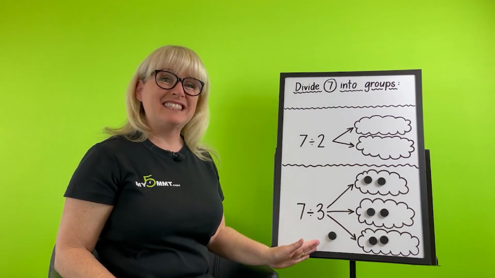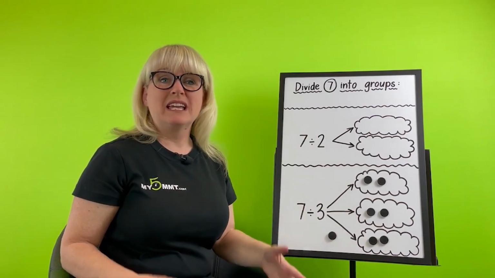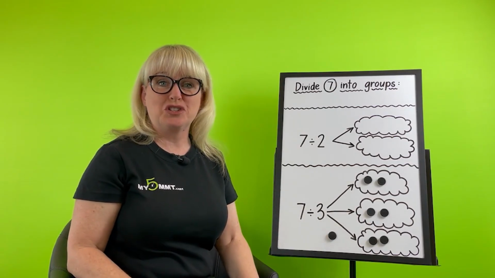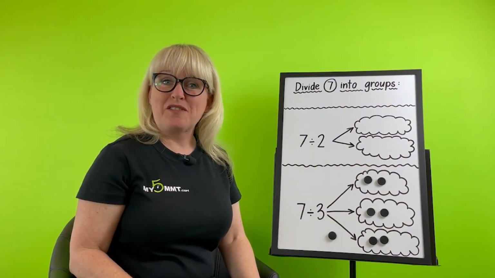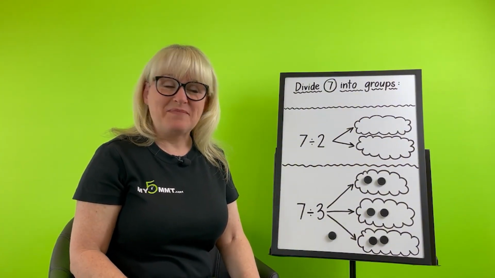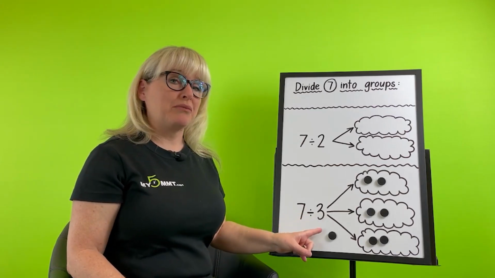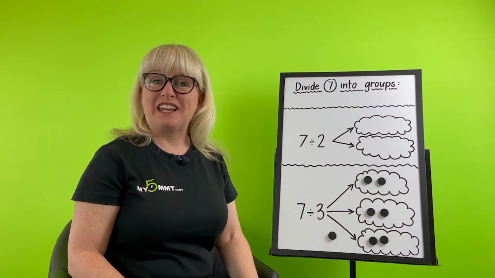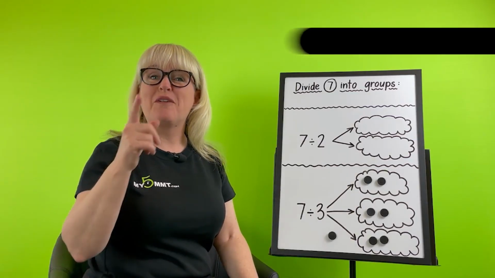Now, if I place that in any of those 3 groups, it would actually change the number in one group compared to the other 2. So it's a leftover. It's what we call a remainder. So 7 shared between 3 groups, there's 2 in each group and 1 left over, a remainder of 1.